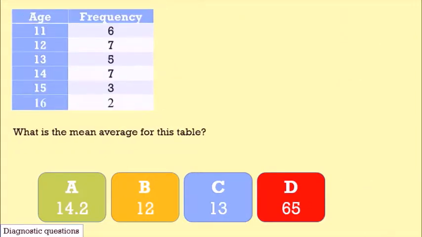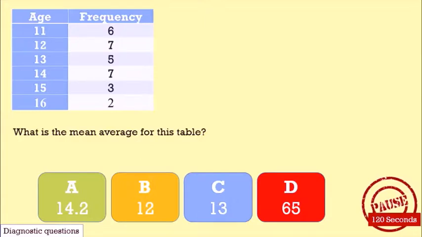Okay, so this particular table shows the frequency of particular ages. Your question is, what is the mean average for this table? You have a choice between A, B, C or D. Press pause, give yourselves a couple of minutes to go through it. Remember, you must show your workings out.